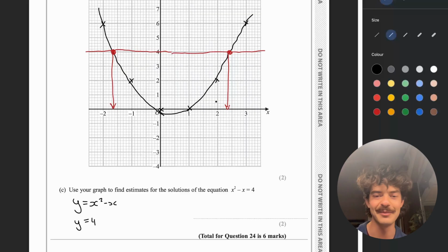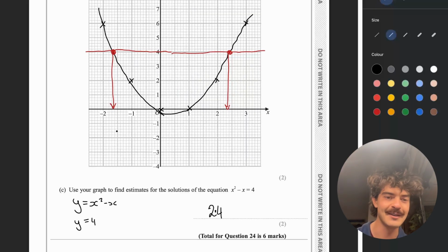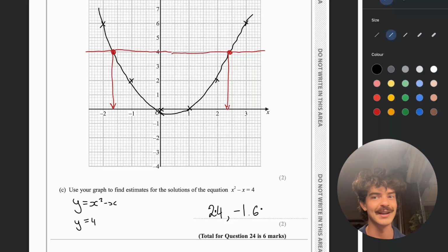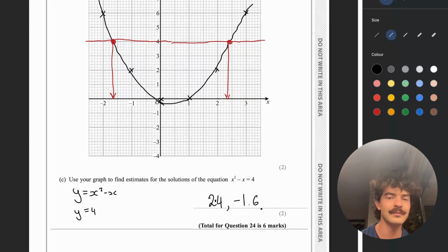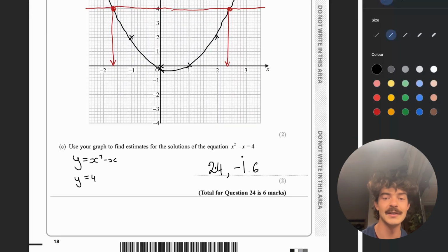So we're looking at something a little bit bigger than 2, maybe 2.4. And then down here, we're maybe looking at minus 1.6. You could double check these by plugging them into a calculator as well. Obviously, you're not looking for the exact value at this point. You're looking for estimates. Amazing. So this is tough. I don't think that's particularly obvious.